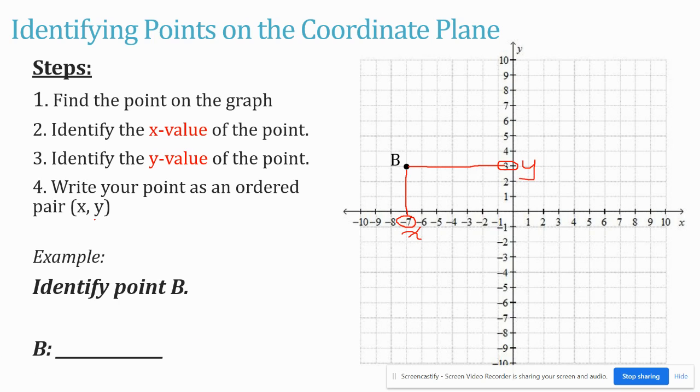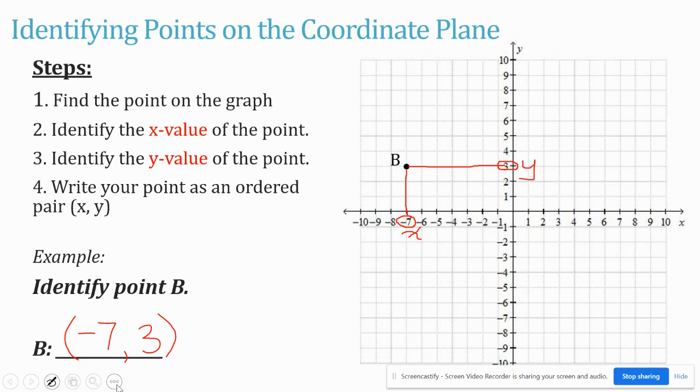Now we're going to write this as an ordered pair. X is going to go first, comma y. So this is how we write it. Our x value is negative 7, and our y value is positive 3. Now you don't have to draw these lines if you don't want to. I'm just showing you exactly how we find where these points are.